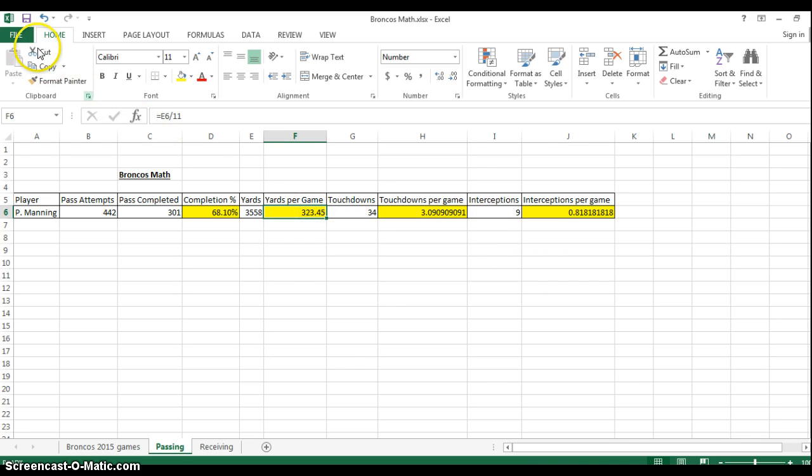And just to keep the presentation to 2 decimal points, we would just put the same format here. And we can see that Peyton Manning has a little over 3 touchdowns per game and a little under 1 interception per game, which is a really good ratio.